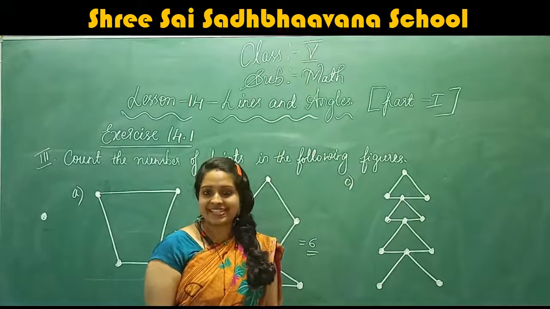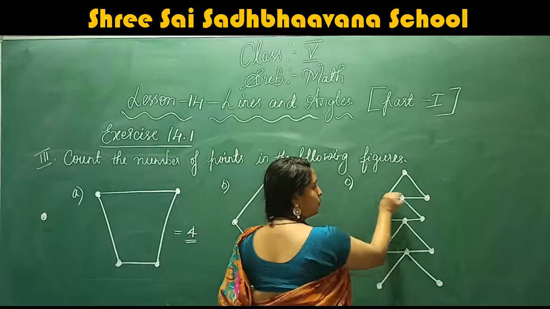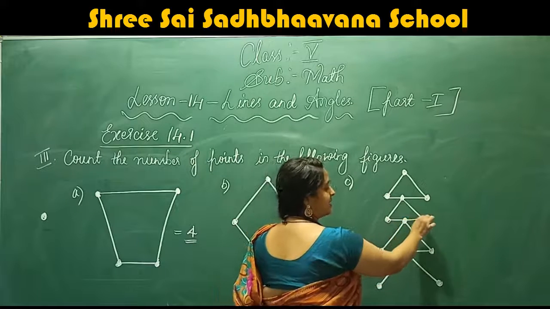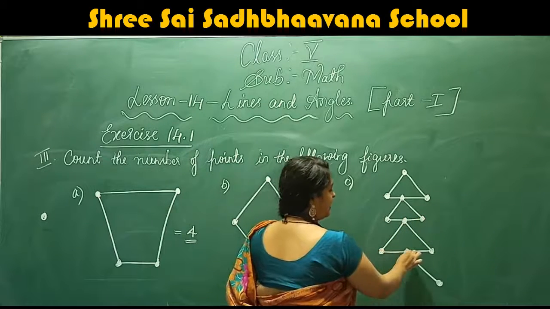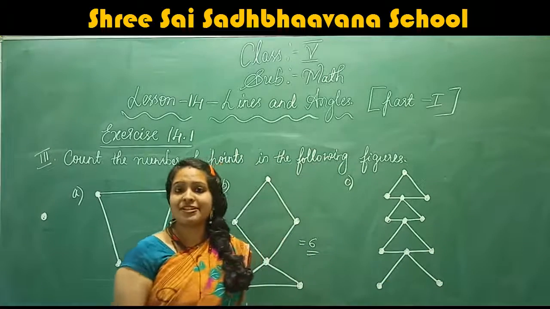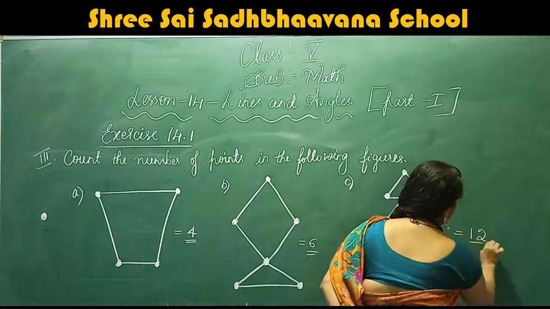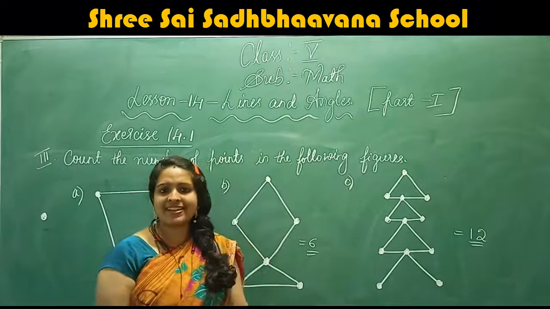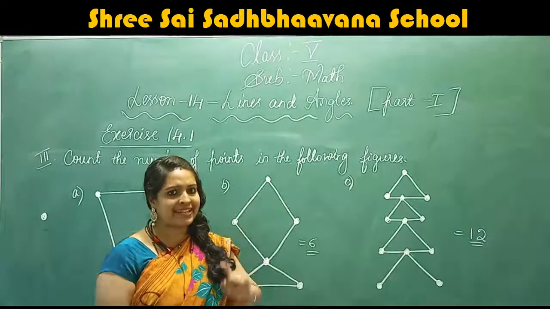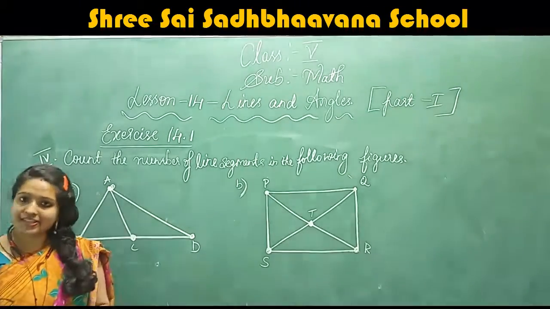Look at figure C. Let us count the number of points. 1, 2, 3, 4, 5, 6, 7, 8, 9, 10, 11, 12. So how many points you can find here? 12 points. Children, did you all understand how to solve the third main? I hope yes. So will you do the remaining sum yourself? I hope yes. Children, now let us discuss the fourth main.